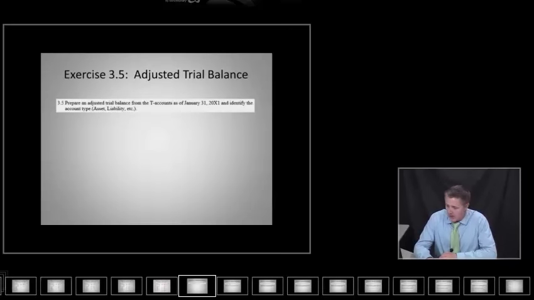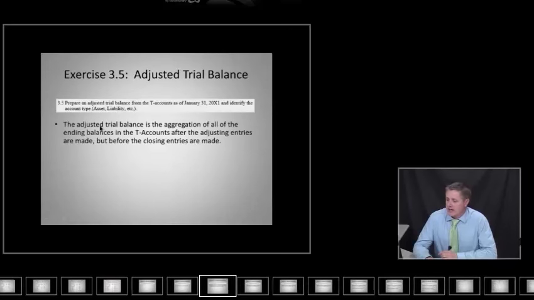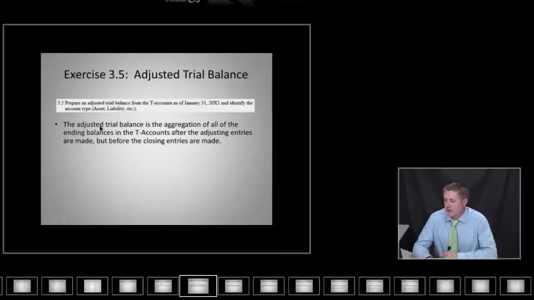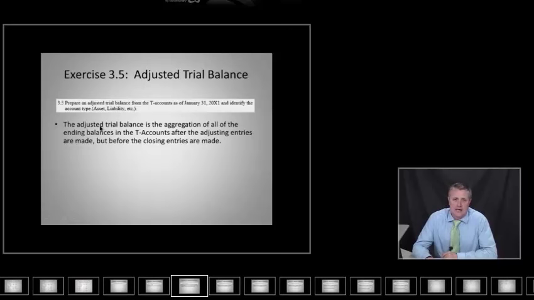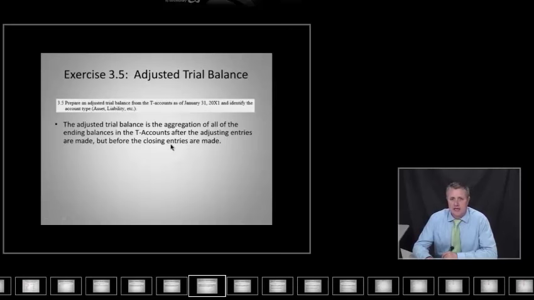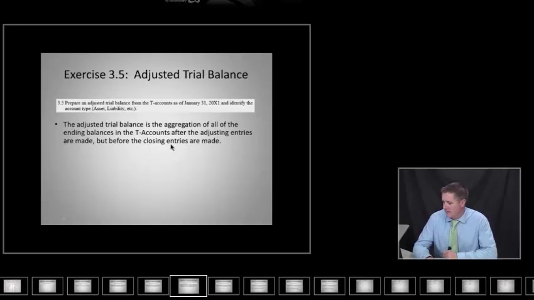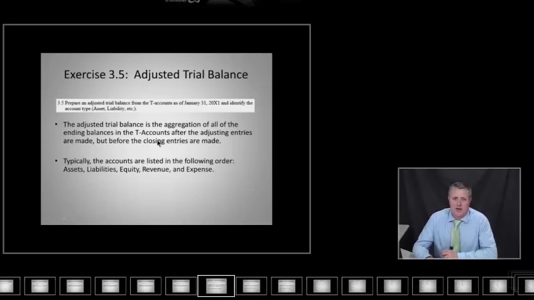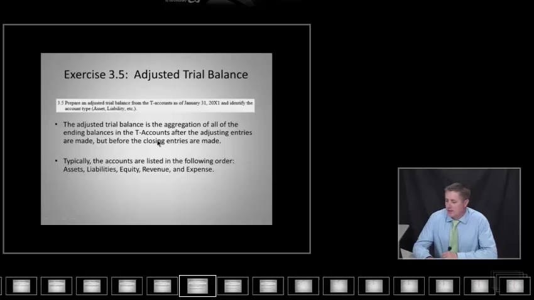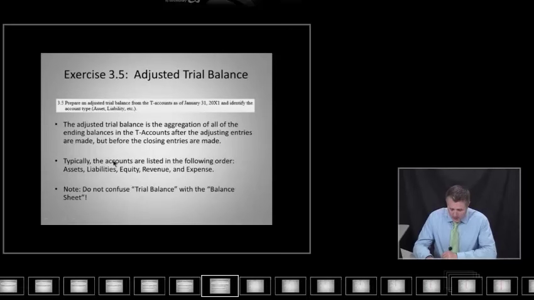And so the adjusted trial balance is basically the aggregation of all of the ending balances in the T accounts after the adjusting entries are made, but before any closing entries are made. And we'll talk more about what closing entries are in the second part of Exercise 3. Okay? Typically, the accounts on an adjusted trial balance are listed in the following order: assets, liabilities, equity, revenues, and expenses.